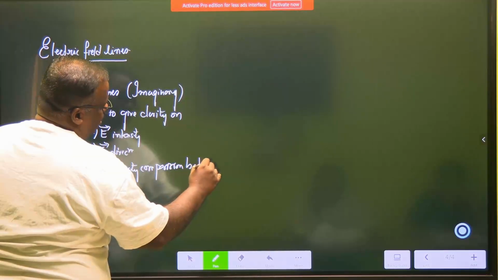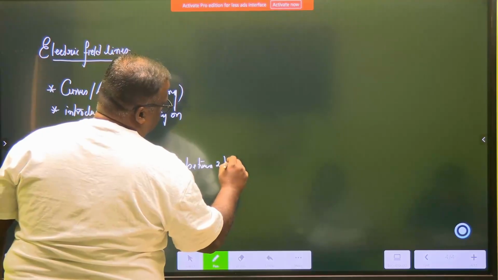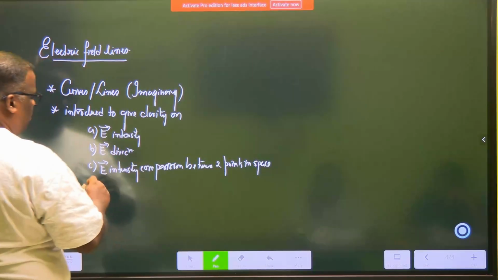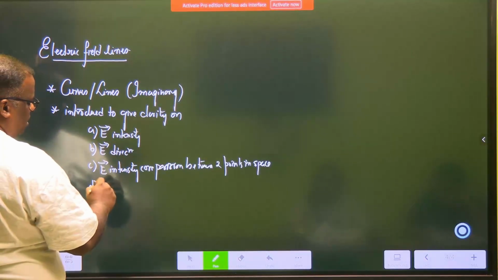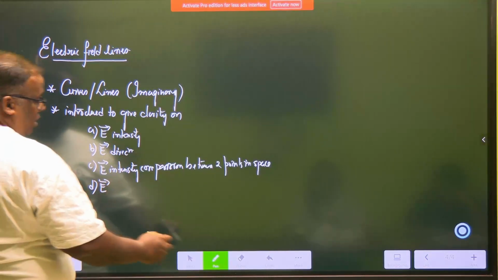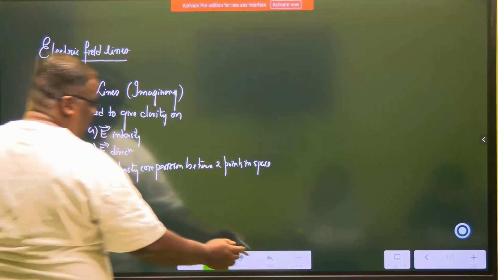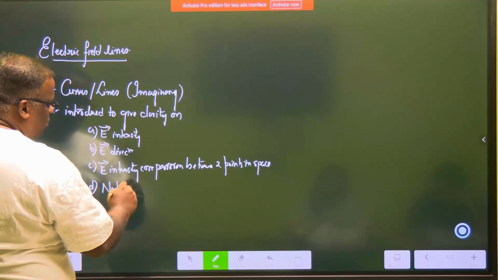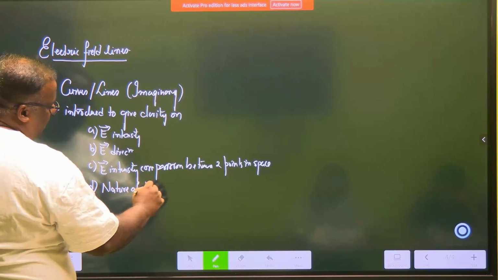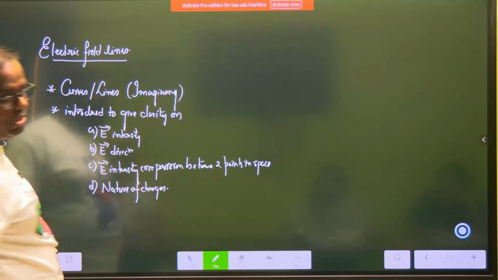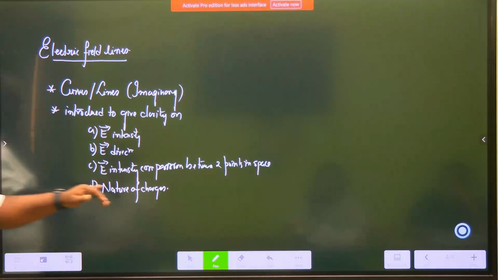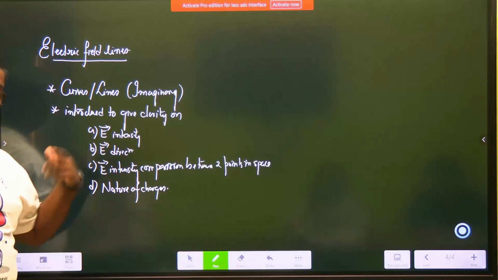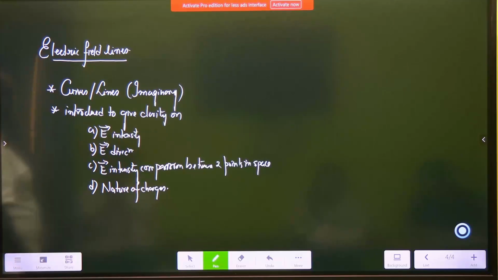between two points in space. Okay, they can also represent something. Suppose the charges have been hidden from you, but the electric field lines are shown. Then you can also decode the nature of charges. Let's see one by one each of them. Okay, did you understand this? I will not show the charges to you, but I'll show you electric field lines, and looking at those electric field lines, you will be able to say what are the charges associated with it.